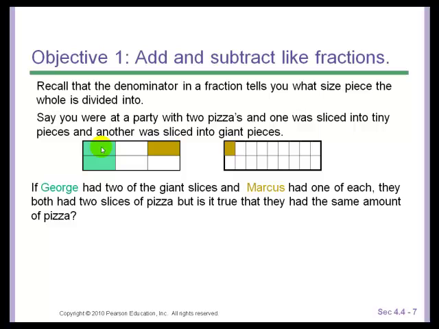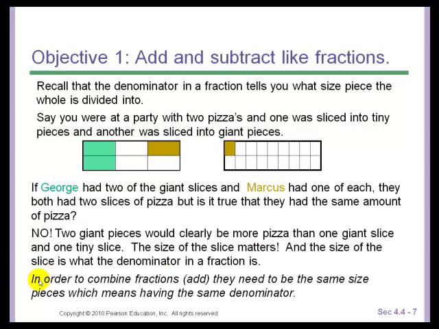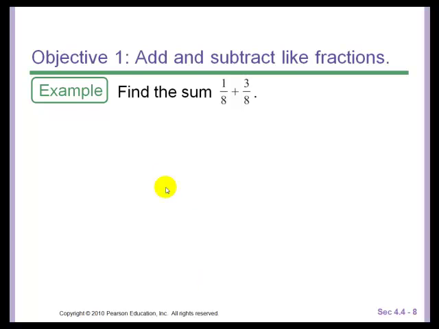No. These two you can combine together and say he had 2/6 of the big pizza. However, here, this slice is definitely a different size than this slice. This is 1/6, this is 1/18. We cannot begin to combine this size slice with this size slice to say that he had two slices of pizza. The size of the slice matters. In order to combine fractions to add them, they need to be the same size pieces, which means having the same denominator. We will now do some examples with denominators that are the same.